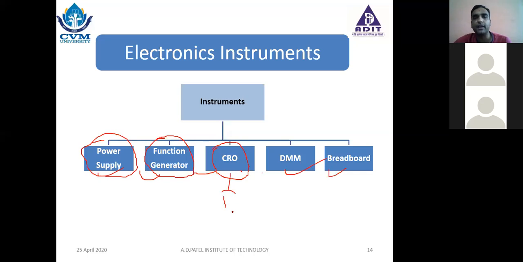The advanced version of the CRO is called digital storage oscilloscope. That also I will cover. Then we will have digital multimeters, which is DMM, which is used to measure resistance, current, voltage, to test diodes, to test transistors. And then we will have the breadboard. Breadboard is used to mount the components to make the circuit temporarily. One by one we will see that.